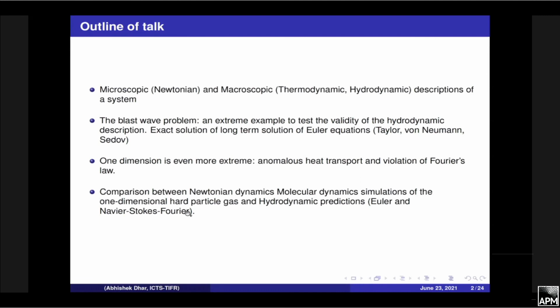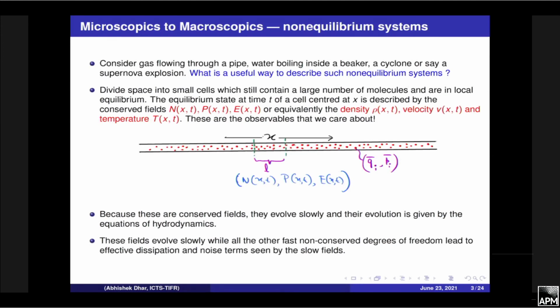Again, these are the two descriptions. These are typical non-equilibrium phenomena, like water flowing through a pipe or water boiling inside a beaker. What is a useful way to describe such non-equilibrium systems? Of course, there's an atomistic description, but the hydrodynamic description says that one looks at the conserved quantities. For a typical Hamiltonian system, the conserved quantities are the total number of particles, the total momentum, and the total energy in the system.